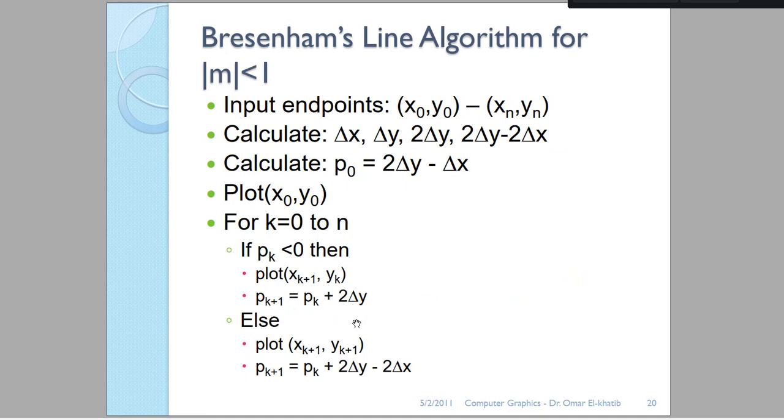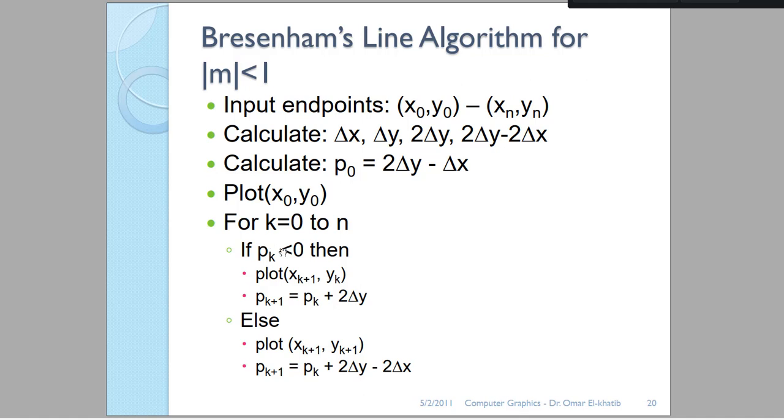And then we will use this p0 in the condition. So starting from k equal to 0 to n, that will draw n points because we have a total of n points. First thing is we will check the value of pk. If pk is less than 0, then we will not increase y, we will just increase x by 1. And we will find the next pk using this formula, pk plus 2 delta y.